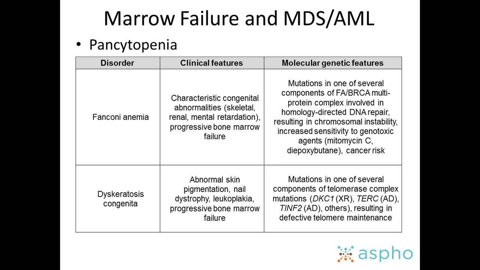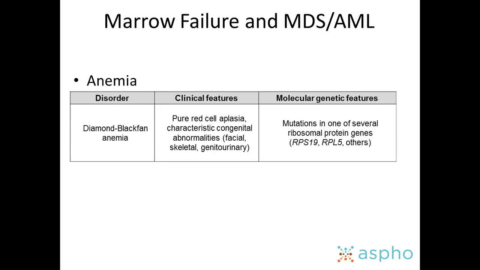But anyway, there are characteristic congenital abnormalities, and these are caused by mutations in one of a number of different components of a protein complex, the Fanconi anemia BRCA complex. Dyskeratosis congenita is characterized by abnormal skin and nail development, leukoplakia, and mucous membranes, and is caused by mutations in telomerase complex components.